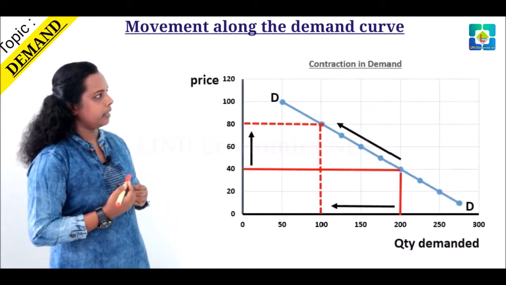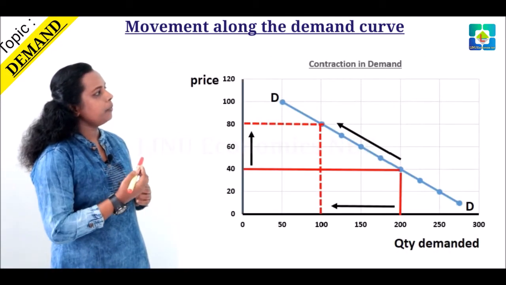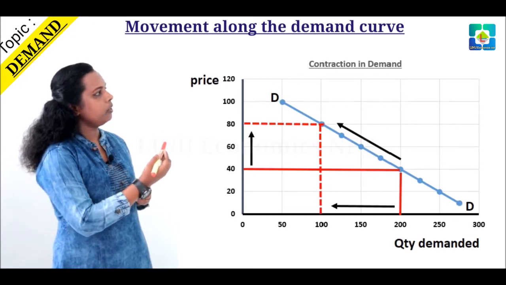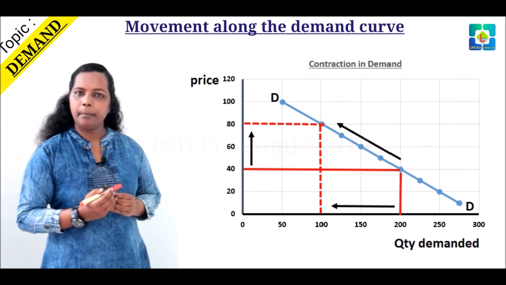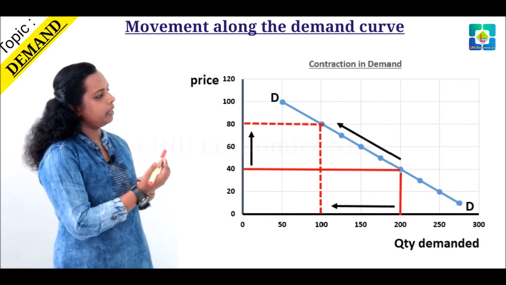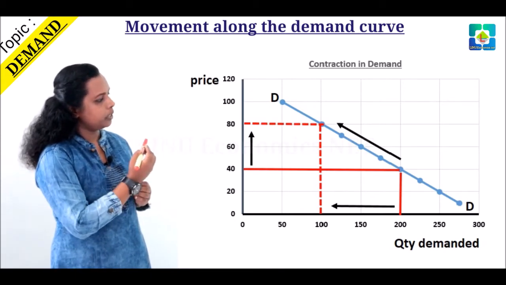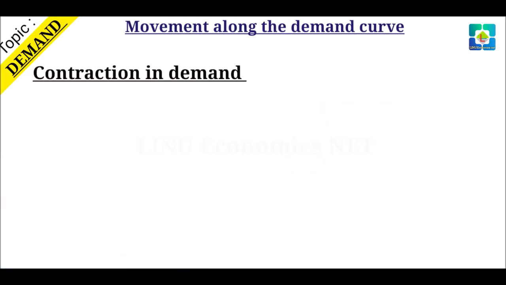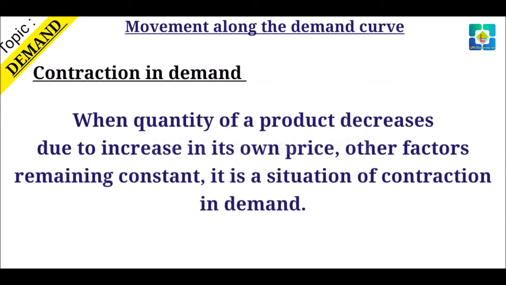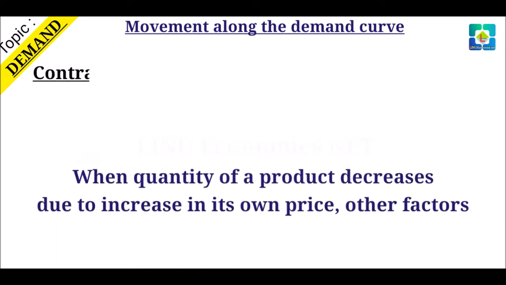Please look at this diagram. Here, the price of a product increased from 40 to 80. As a result, what happened to the quantity demanded? The quantity demanded decreased from 200 to 100. Contraction in demand: when the quantity demanded of a product decreases due to an increase in its own price, other factors remaining constant, it is a situation of contraction in demand.